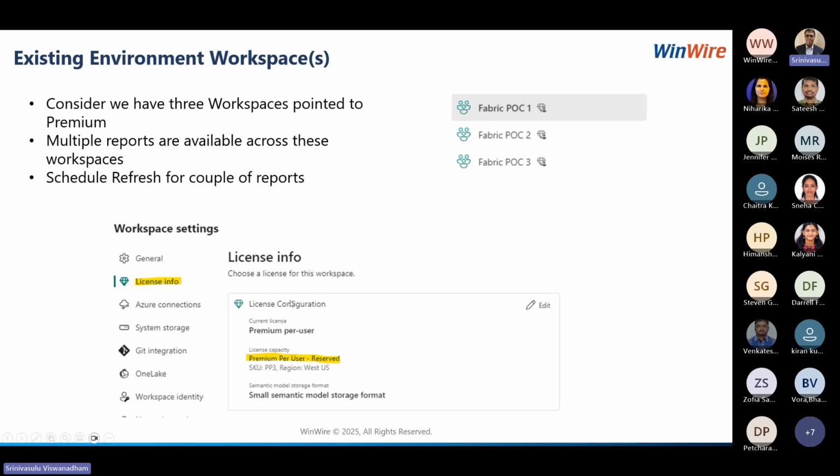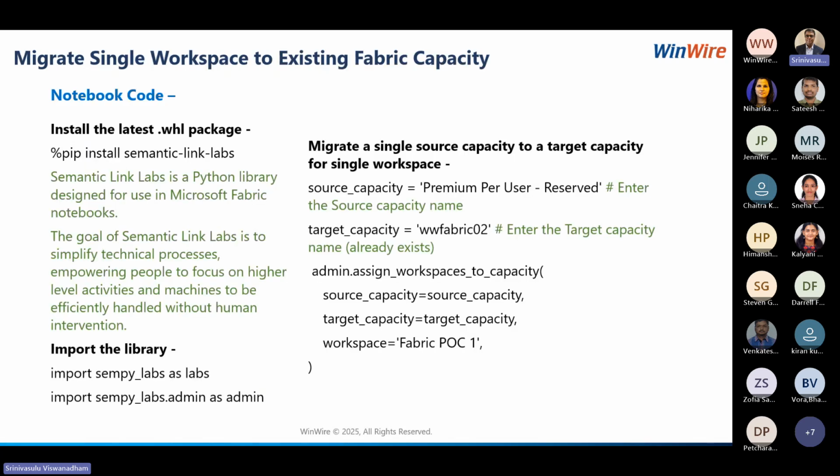Now, how do you know what your license is? You go to your workspace settings, license info, and you see your current license and what that workspace is associated with. That is the setup. Now, what exactly do you need to migrate? Whatever code we are showing in the next 2 or 3 slides is the code you would execute as cells within your notebook. That would be executing in your Fabric capacity itself. So how do you get a Fabric capacity?